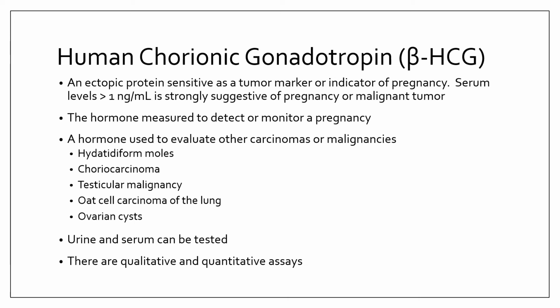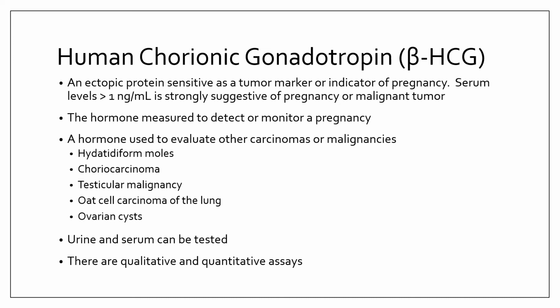a malignant tumor. Okay. A hormone that is used to evaluate other carcinomas or malignancies, such as hydatidiform moles, which is a tumor that has originated from the placenta, choriocarcinoma, which is a type of uterine cancer. We can use HCG to diagnose testicular malignancies or oat cell tumors of the lung. This is also known as small cell lung cancer. And HCG can also indicate if our patient has ovarian cysts.